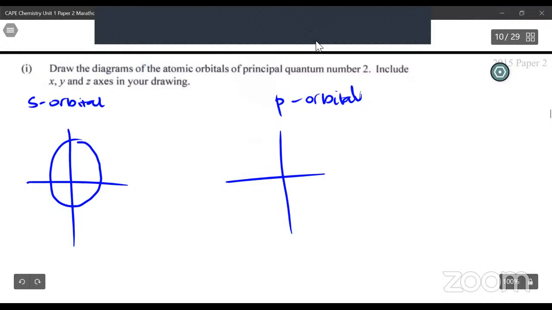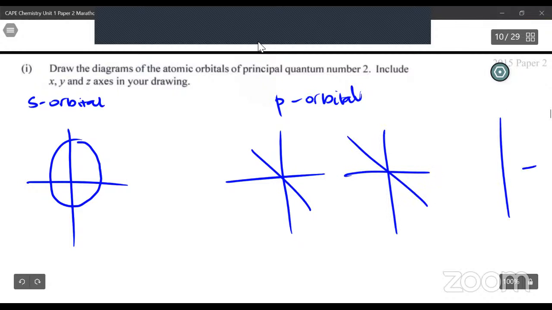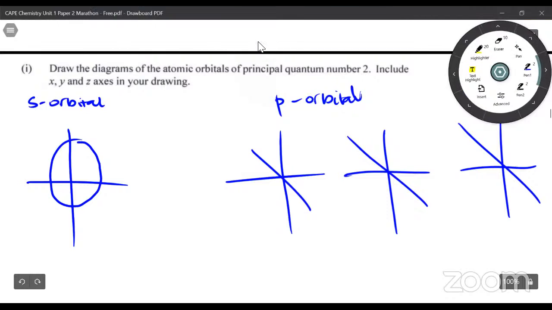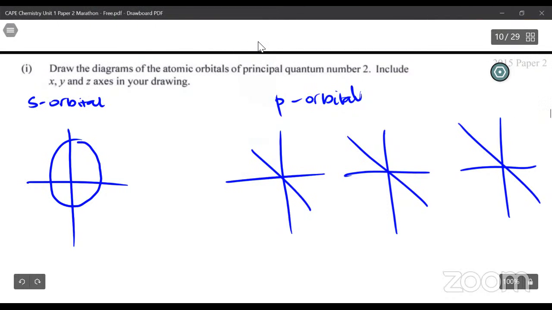So you want to draw your planes, and of course you won't have any color switching going on in your exam, but I'm just doing this so you can see, right? So it's dumbbell shaped.